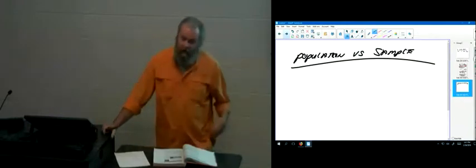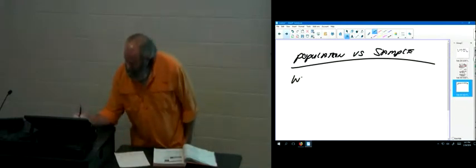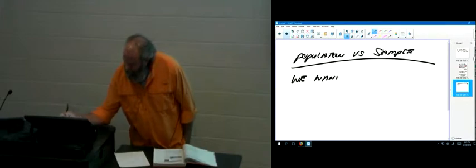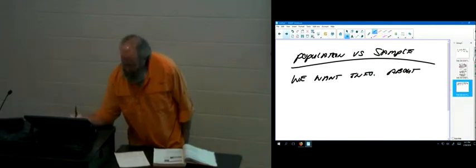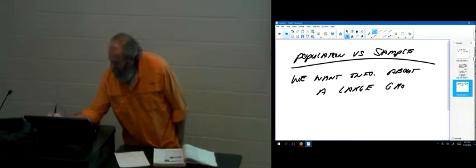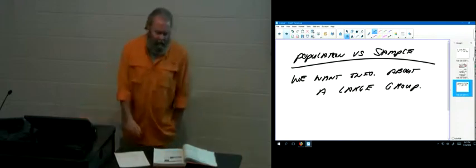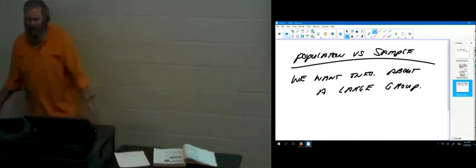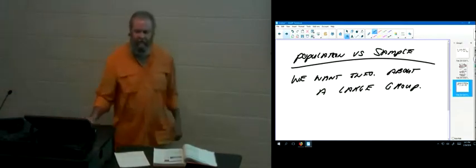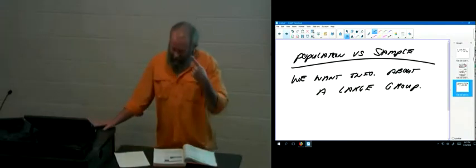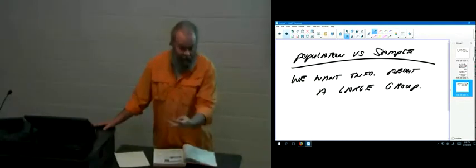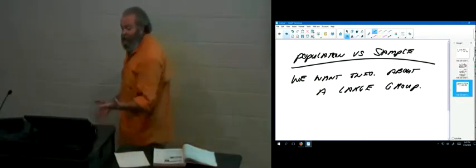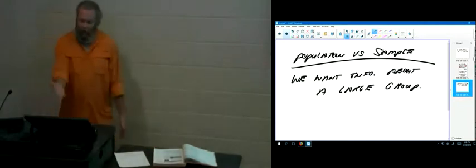Okay? So here's the bottom line. We want info about a large group, whether you're looking at all college students, all registered voters, whatever it is. This large group is just so big that I can't deal with it. And the problem is, I'm not going to write this part down, but we don't have the time, the money, or enough people. It's just not convenient enough to talk to everybody in the large group.